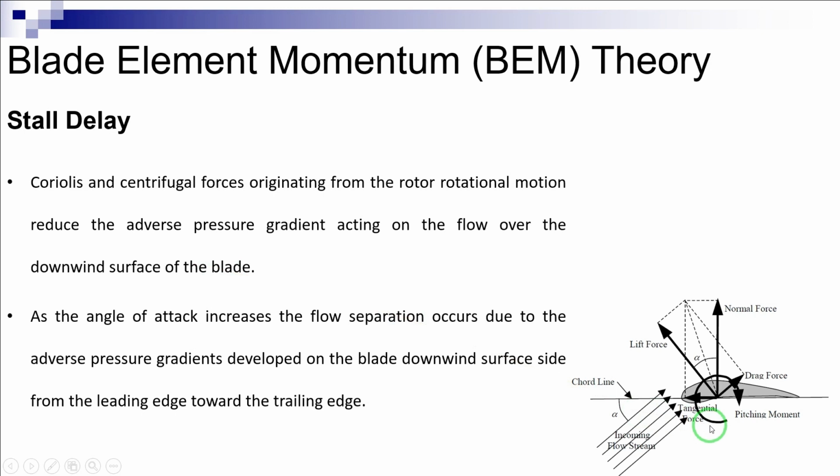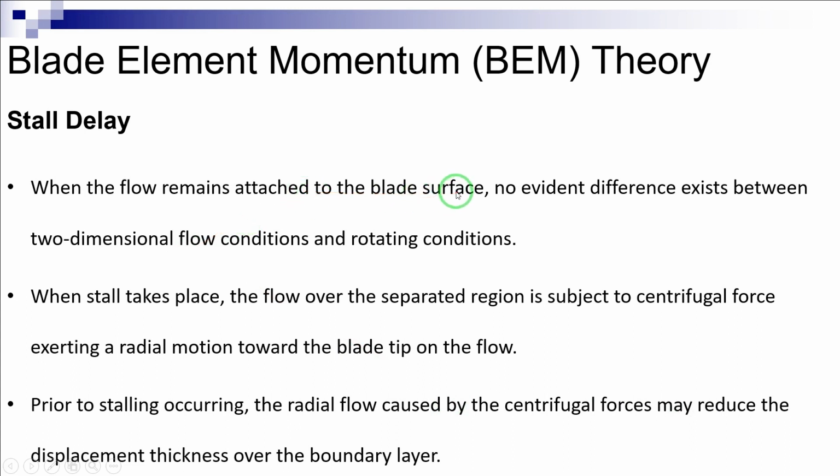As the angle of attack increases, the flow separation occurs due to the adverse pressure gradients developed on the blade downstream surface from the leading edge toward the trailing edge. Consequently, stall occurs, giving rise to loss of lift and a dramatic increase in the pressure drag. When the flow remains attached to the blade surface, no evident difference exists between two-dimensional flow conditions and rotating conditions. When stall takes place, the flow over the separated region is subject to centrifugal force exerting a radial motion toward the blade tip on the flow. Prior to occurrence of stall, the radial flow caused by the centrifugal forces may reduce the displacement thickness over the boundary layer, increasing the resistance against separation.